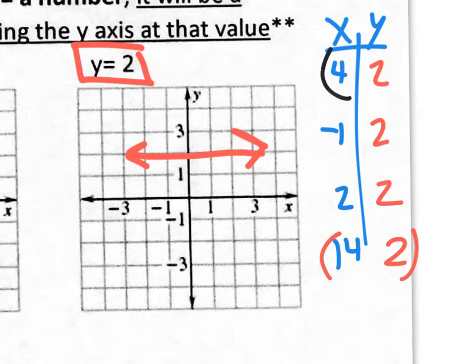Well, if you look at 4, 2, that's 1, 2, 3, 4, 2. There it is, a dot right there. If you go -1 and 2, there it is. If you go 2, 2, there it is. If you go 14 and 2, there it is. So it will be a line that's horizontal.